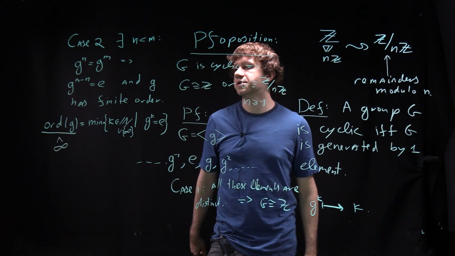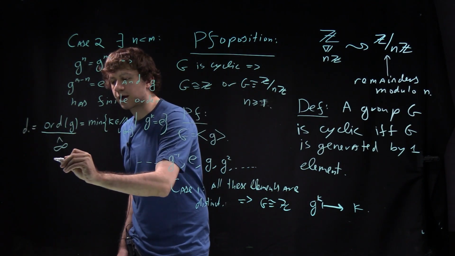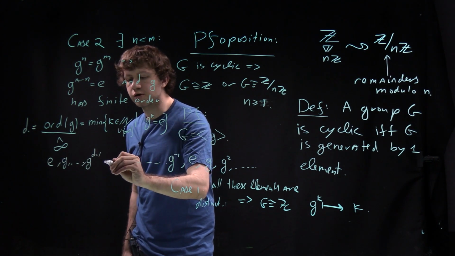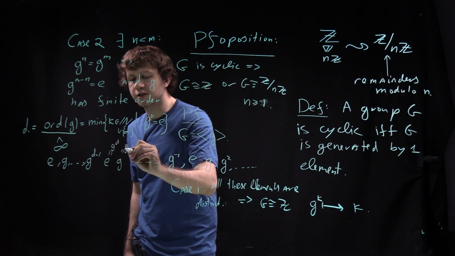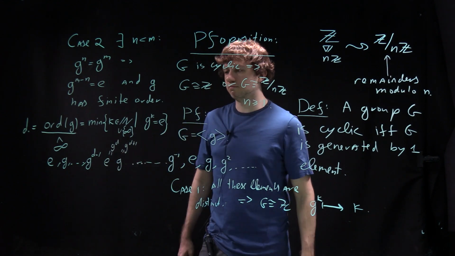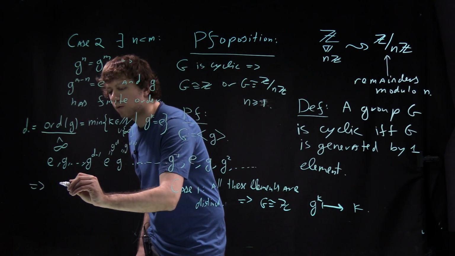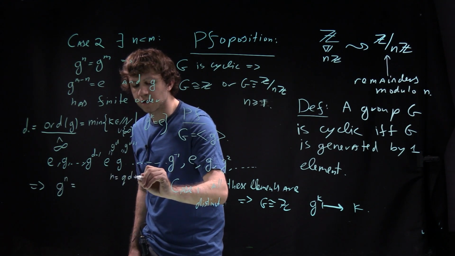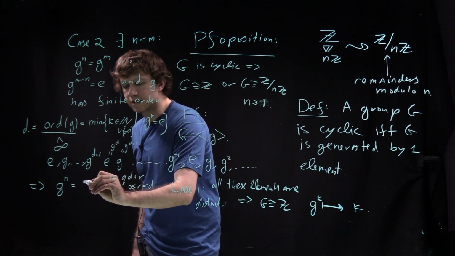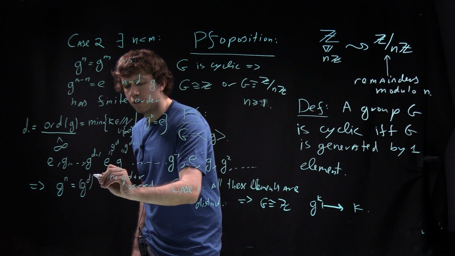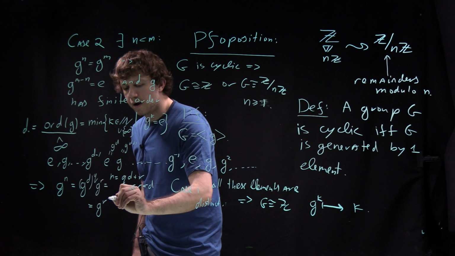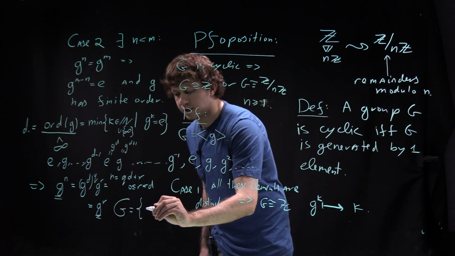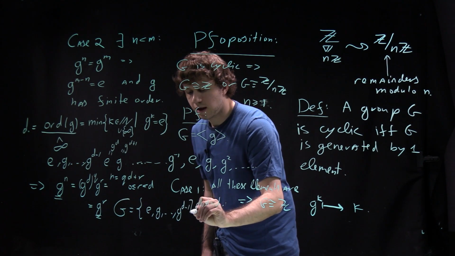So let's denote it by d. Then e, g, and so on, g power d minus 1 are different elements, and then they start to repeat: g power d plus 1, and so on. It is really easy to see that then g power n equals one of these. If you divide n by d with remainder, n equals qd plus r with r less than d and greater or equal than 0, then g power n is the same as g power d to the q times g power r, which is g power r. So every element is one of the list. Basically, the whole group G has the elements e, g, and so on, g power d minus 1, and these elements are distinct.